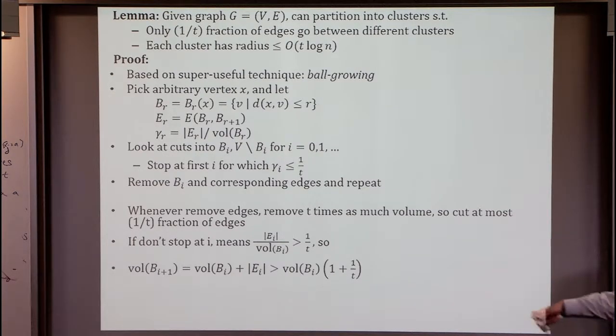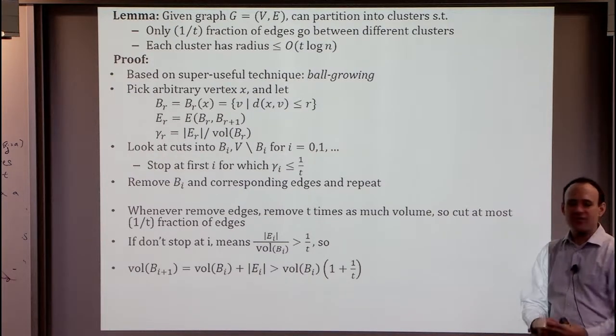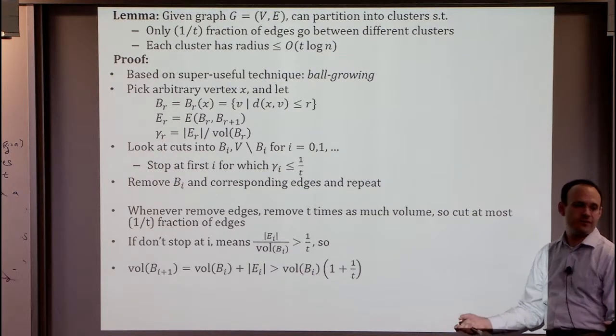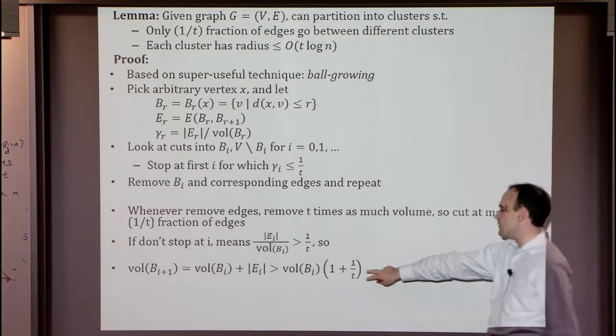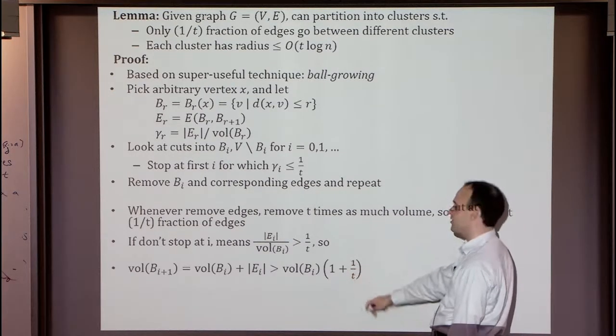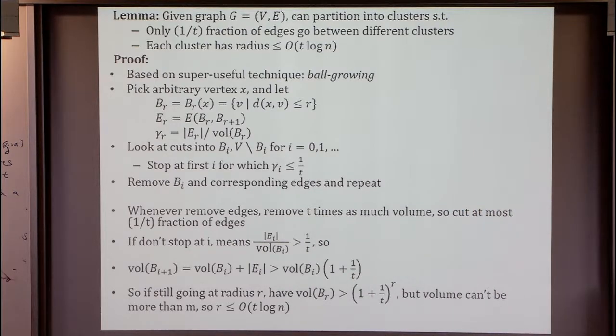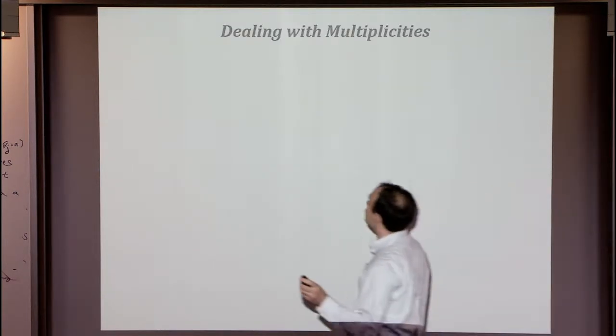Right, so the point is one of two things happens at each iteration. Either you get a lot more stuff, or you don't. If you don't, then you call it a cut. If you do, then the ball grew a lot. And then in particular, note this can't happen too many times, or you'll just get your whole graph. Right, so if I keep going at radius r, the volume is (1 plus 1 over t) to the r. And so that can't happen more than t log n times, or I'll just have too many total edges. And that's the proof. So this tells me there are low diameter clusterings.